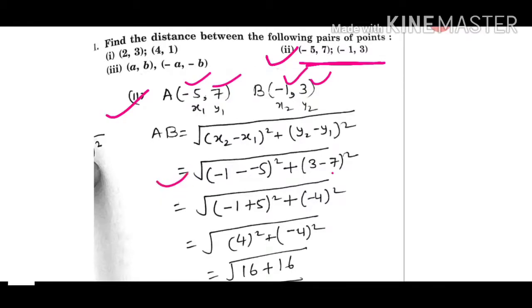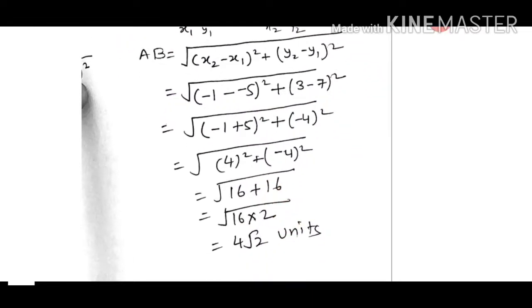You will get this line. Then minus and minus will become plus, and 3 minus 7 is minus 4, minus 1 minus minus 5 is 4, so again you get 4 square plus (minus 4) square. That you can write as root of 16 plus 16, that you can write as root of 16 into 2. The square root of 16 is 4, so you will get 4 root 2 units.